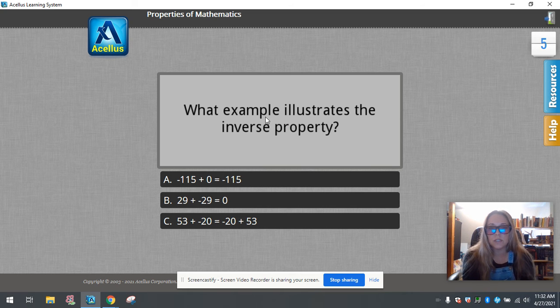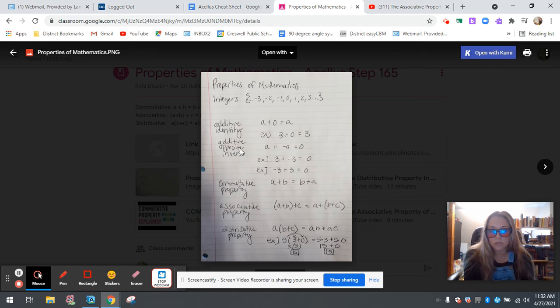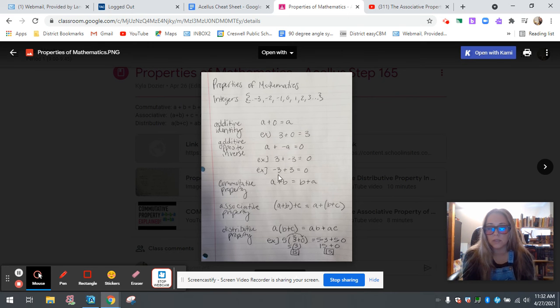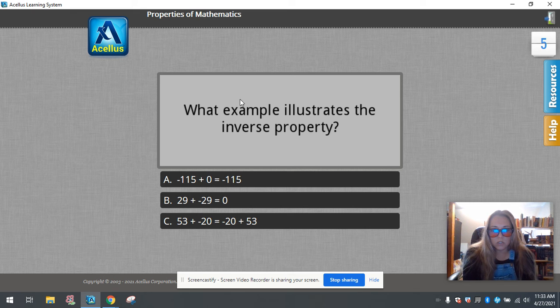What example illustrates the inverse property? Let's look at our notes. So the inverse property is A plus negative A would be 0. So like, for example, 3 plus negative 3 is 0, or negative 3 plus 3 is 0. So we have negative 115 plus 0 is negative 115. That's not the inverse. We have 29 plus negative 29 is 0. So that's the inverse. So you can think of the inverse kind of as the opposite. So 29 is going to be the opposite of negative 29.